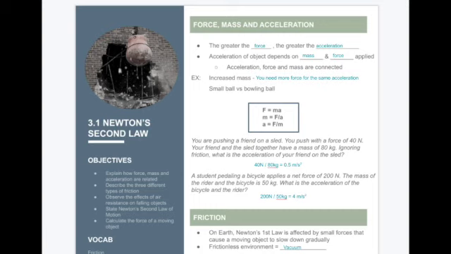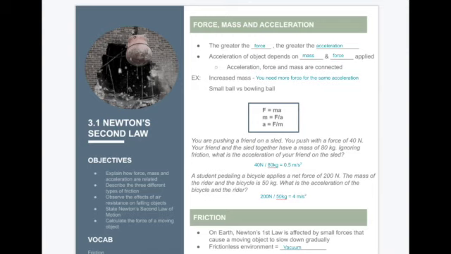Okay, so acceleration of an object depends on both the mass of that object and the force applied. So they're all connected. For example, if we have an increased mass, you would need more force for the same acceleration. If you think about a small ball versus a bowling ball, in order to throw both and have the same acceleration, you're going to have to apply more force to the bowling ball because it has more mass.